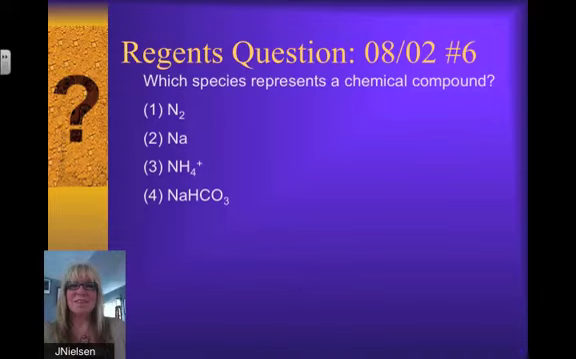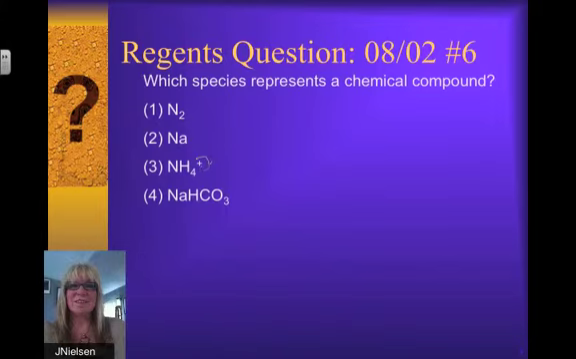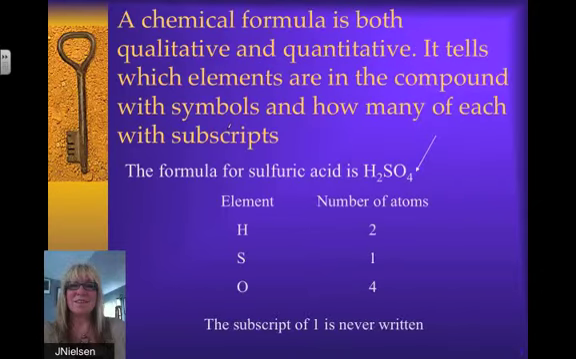So which of these represents a chemical compound? You're looking for two or more different elements combined. So we know it's not 1 and 2 because those are just elements. 3 might look like a compound because it's two different elements, but you can see by the plus sign there that it is an ion. So the only correct choice would be choice 4, because all compounds are electrically neutral.